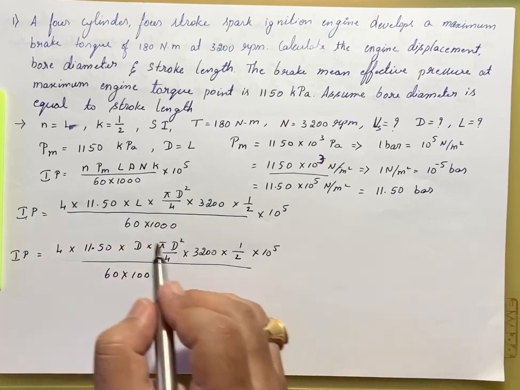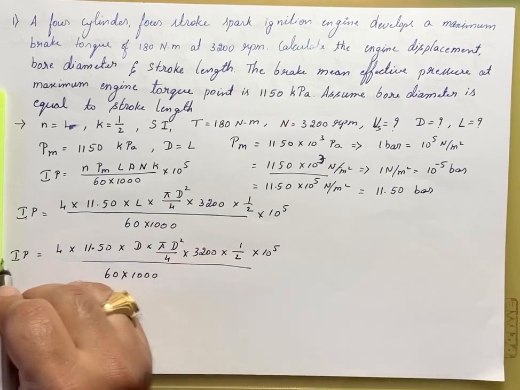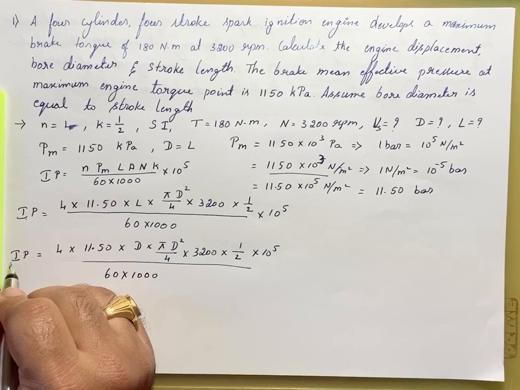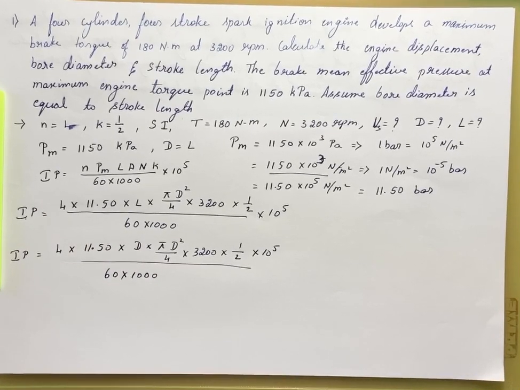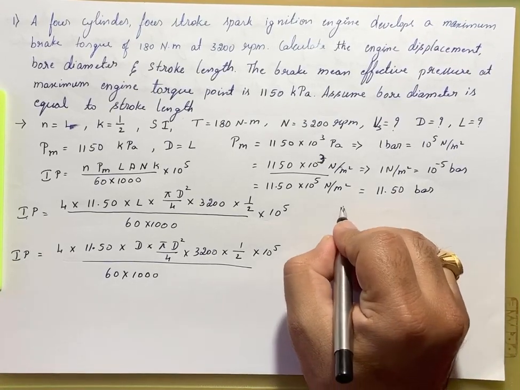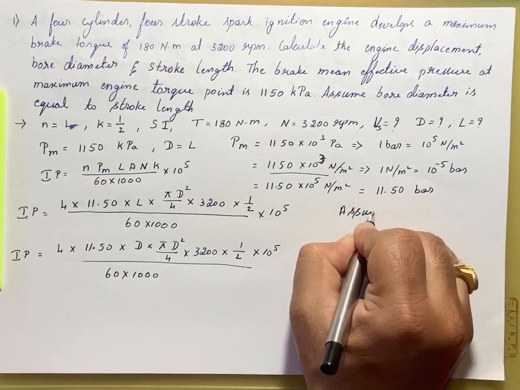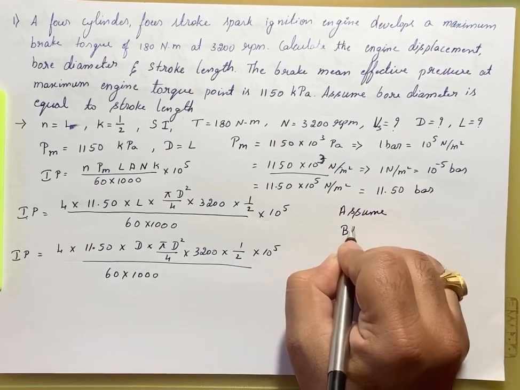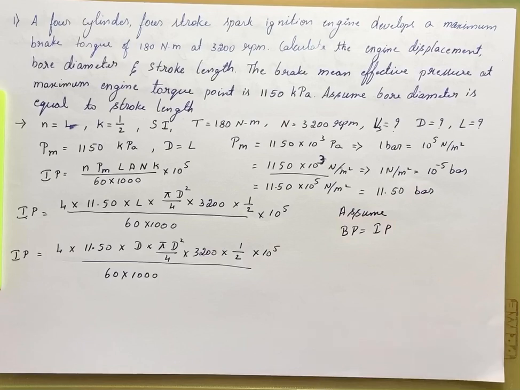Right. Now there are two unknowns, that is D is unknown and IP is also unknown. Now we cannot solve with the help of this. Now to find out IP, he has not mentioned anything about the BP there. He has not mentioned anything about the frictional power also. So I can assume, now we will assume BP is equals to IP.